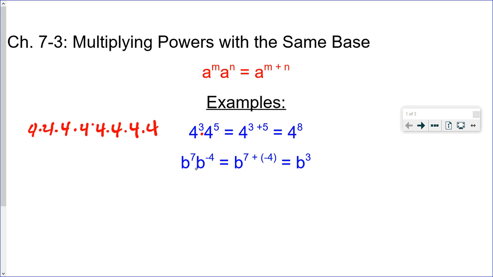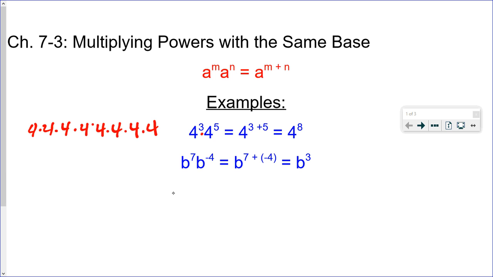All right, this works for negative exponents too. And if you haven't learned about negative exponents, I'll put a link up here with a lesson on that. You should watch that. So b to the seventh times b to the negative fourth, add the exponents, 7 plus negative 4 is b to the third. So let me show you how that works.